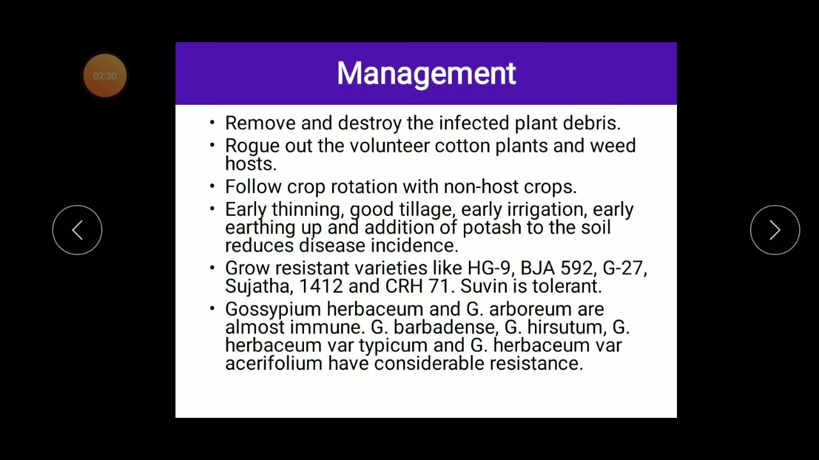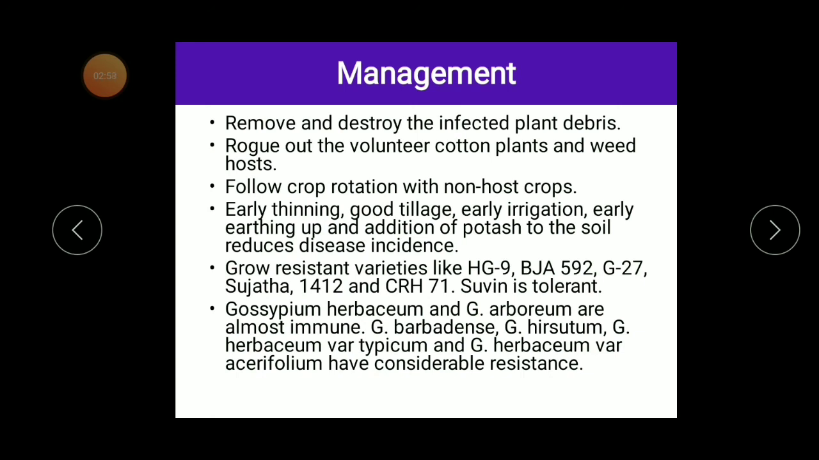Next one is management. To manage this disease, we can use multiple management practices. So here are some. Remove and destroy the infected plant debris. Rogue out the volunteer cotton plant and weed host. Follow crop rotation with non-host crops. Early thinning, good tillage, early irrigation, early earthing up, and addition of potash to the soil reduce disease incidence.